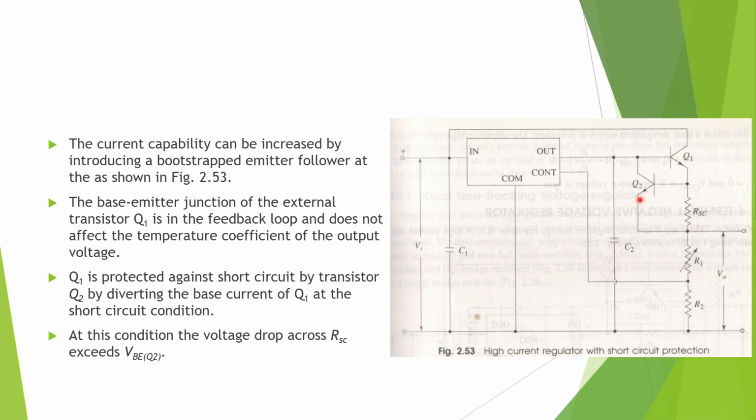Now this transistor Q1 is protected against short circuit by transistor Q2. In case there is a short circuit, this transistor Q2 will start conducting and drive away the base current of Q1, thus protecting Q1. How does Q2 know that a short circuit has occurred? As you can see, the short circuit resistor RSC is connected across the base emitter of Q2. In the short circuit condition, excessive current will flow through this resistor RSC, due to which more voltage will be developed across the base emitter, so Q2 will start conducting and drive away the current from the base of Q1, thus stopping the short circuit and protecting Q1 from damage. The voltage drop across RSC increases the VBE voltage of Q2.